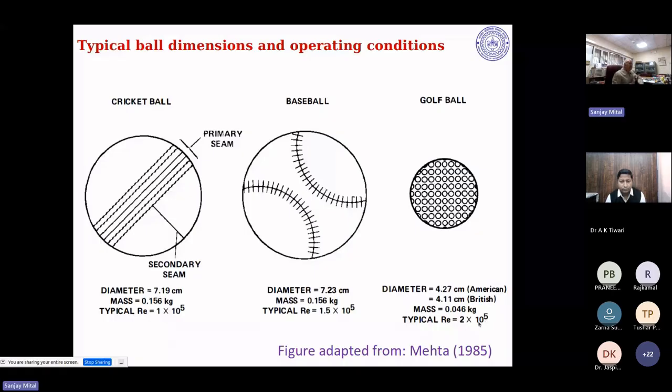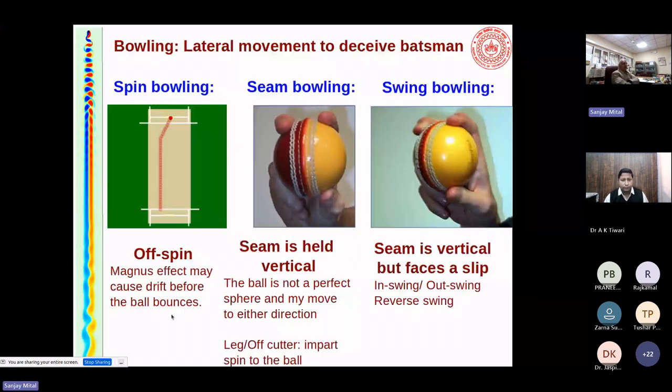Okay, so we remember that the drag crisis or the transition of the boundary layer for a smooth sphere takes place at about 5 into 10 to the fifth, but for these rough bodies, it has to take place at about 10 to the fifth. We'll remember that. Okay, so here's a cricket ball.